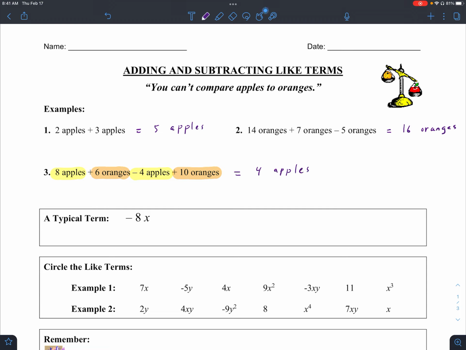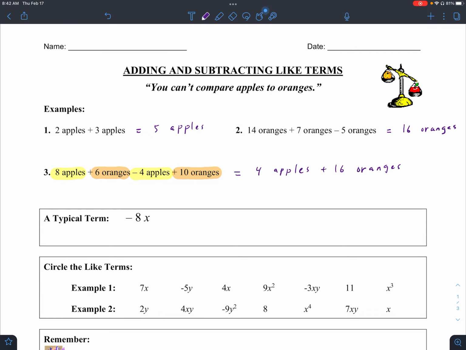Now, when we look at the oranges, we have 6 oranges and 10 oranges. We want to collect them. We can just add them because we have plus 6 plus 10. So when we add them, we're going to get 16 oranges. Now, notice we're not adding the apples and the oranges because they're not like objects. Sure, they're both fruits, but they are different objects, so we can't collect those two numbers, the 4 and the 16. So we keep them separate.